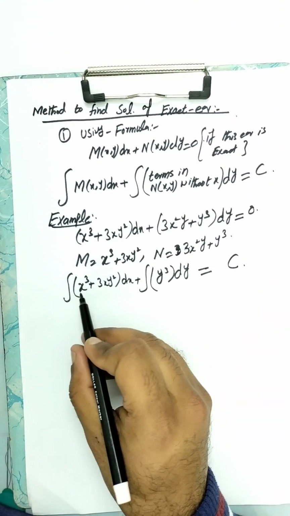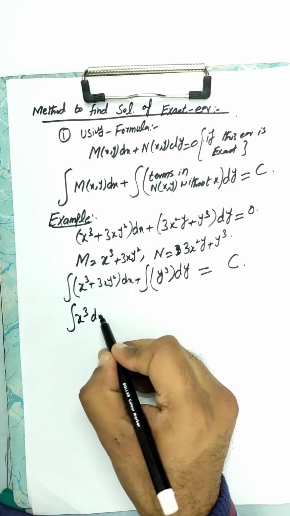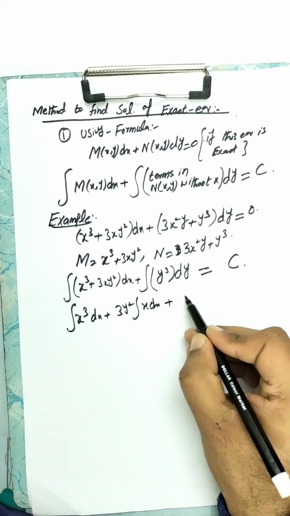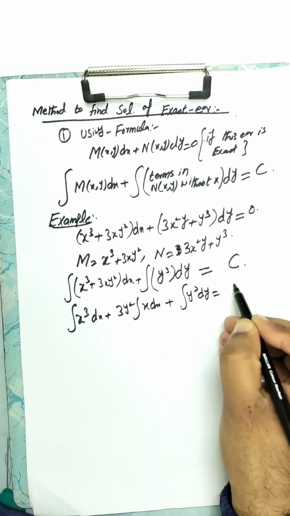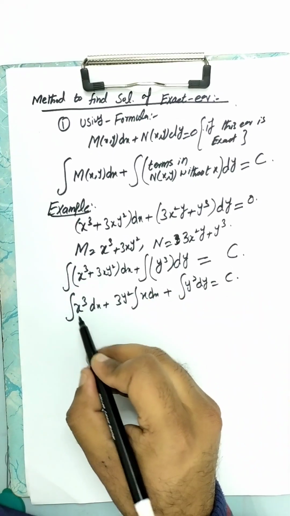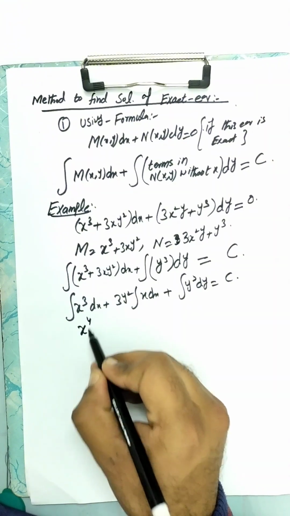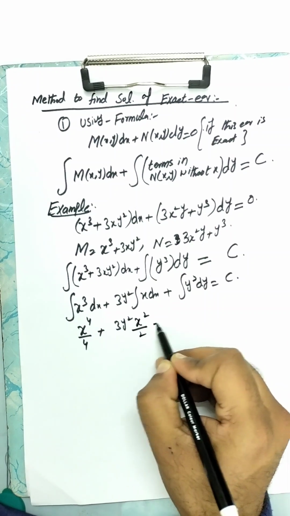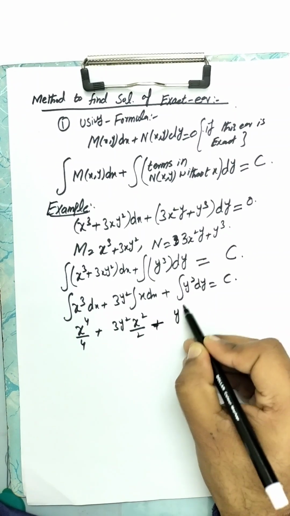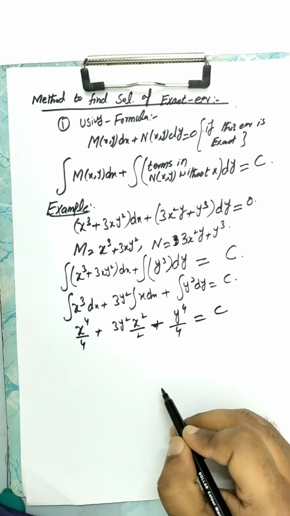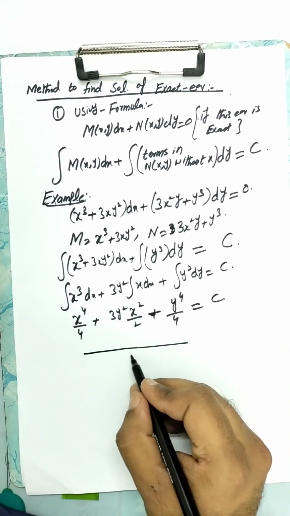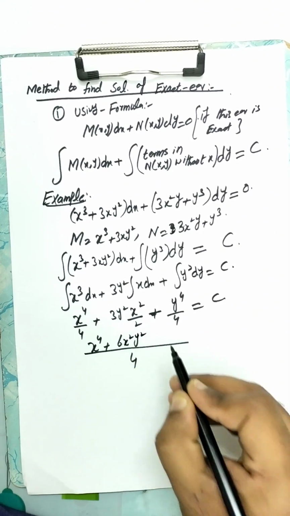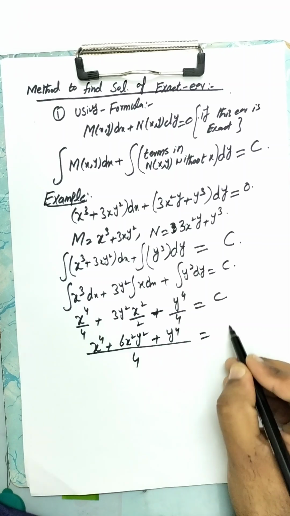Simply we integrate this, so x cube dx plus 3y square, which behaves as a constant because we integrate partially. So how to integrate this? This is equal to x to the power 4 over 4 plus 3y square x square over 2 plus y to the power 4 over 4 is equal to c. So we also take the LCM 4. So this is x to the power 4 plus 6x square y square plus y to the power 4 is equal to c.